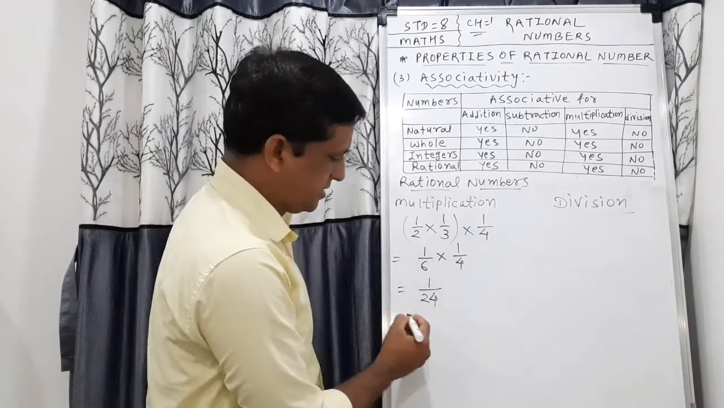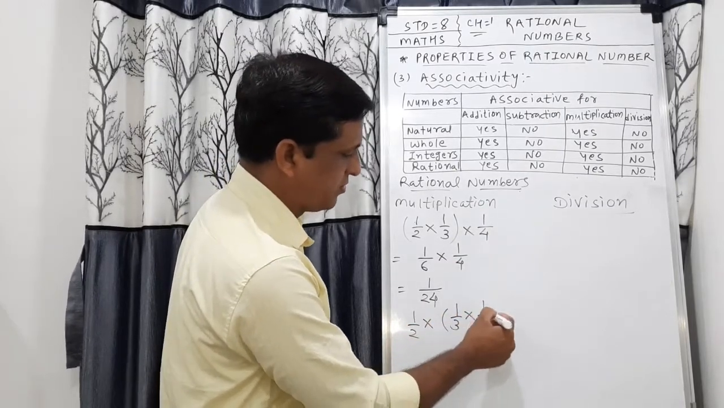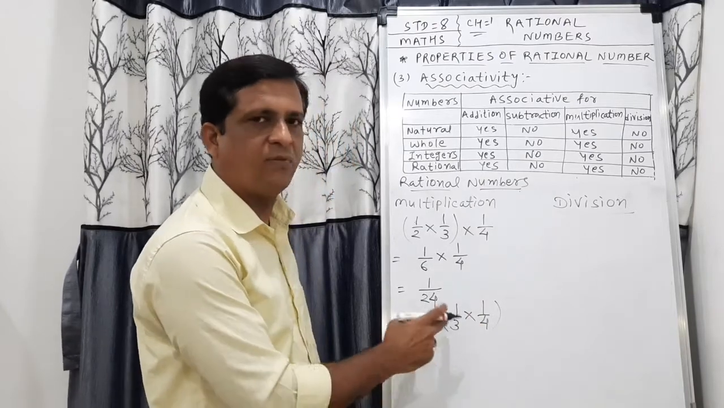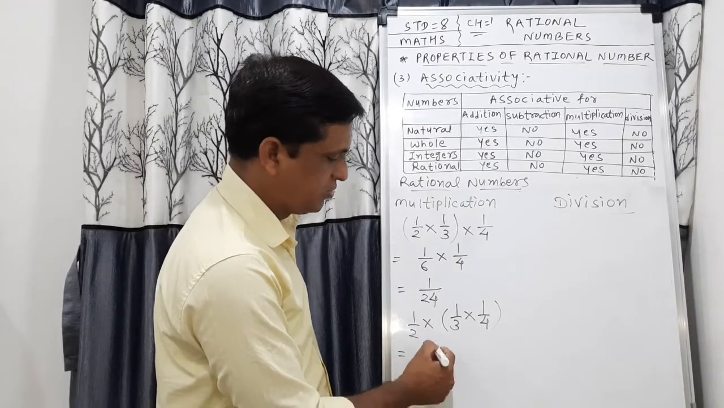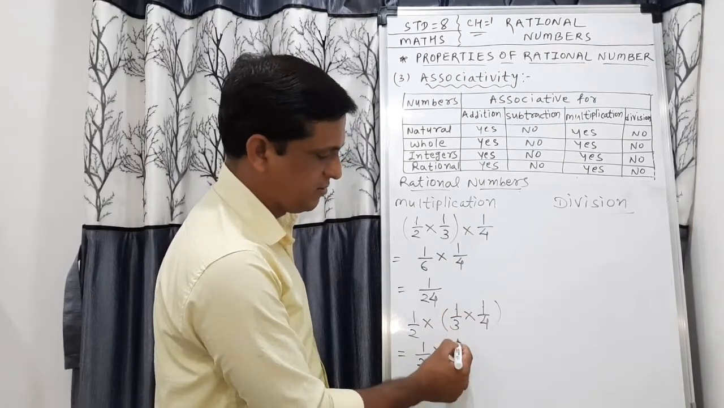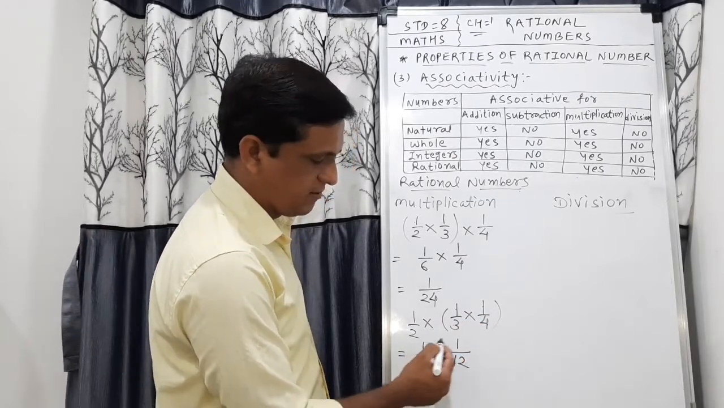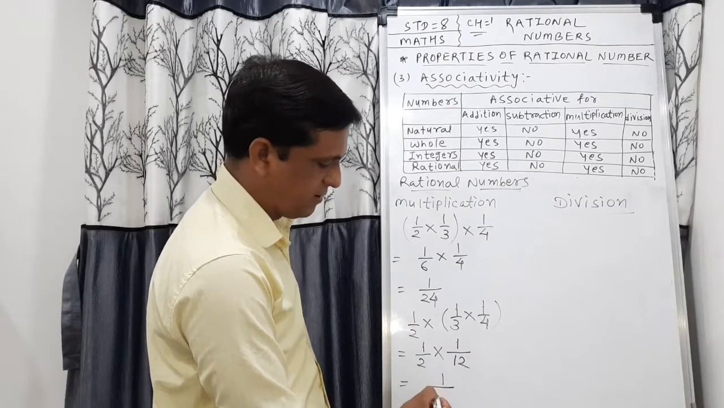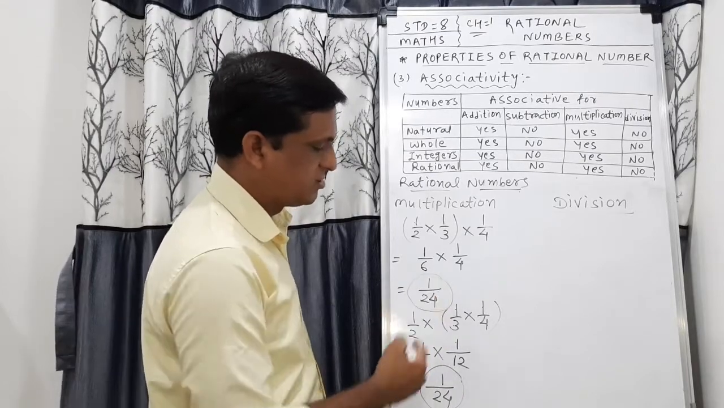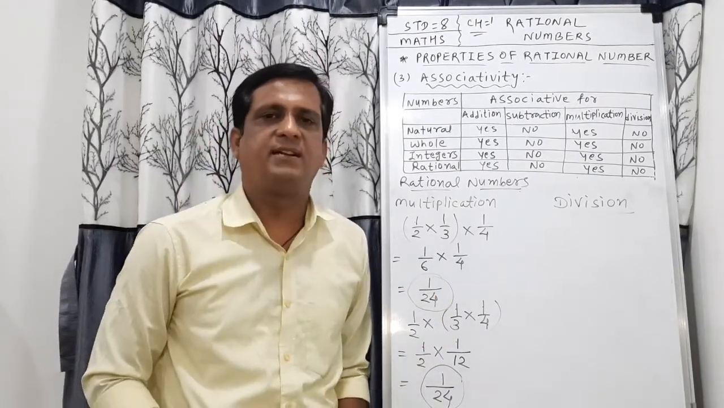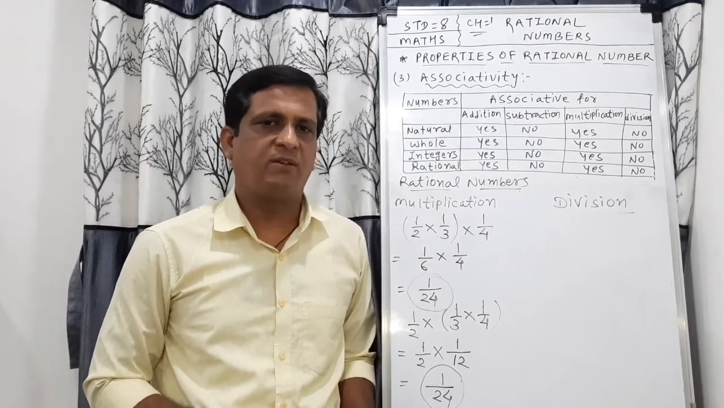Now the other side, that is 1 by 2 multiplied with 1 by 3 into 1 by 4. Now I am making group of 1 by 3 and 1 by 4, right? Then simplification is 1 by 2 into 1 ones are 1 and 3 fours are 12, right? Then again multiply, 1 ones are 1 and 12 twos are 24. So the answer is 1 by 24. Here the answer is also 1 by 24. So both results are equal. Therefore we can say that rational numbers are associative for multiplication.